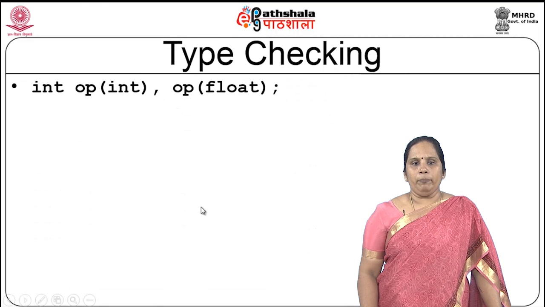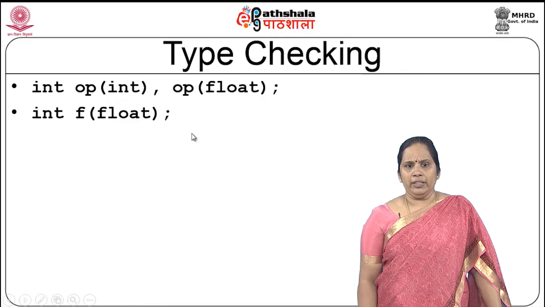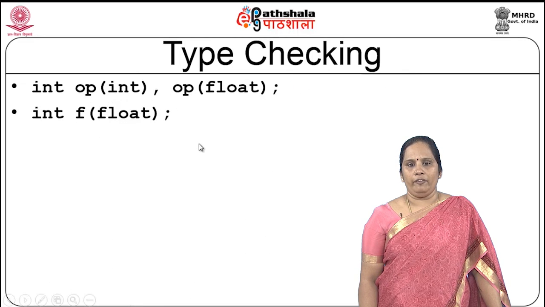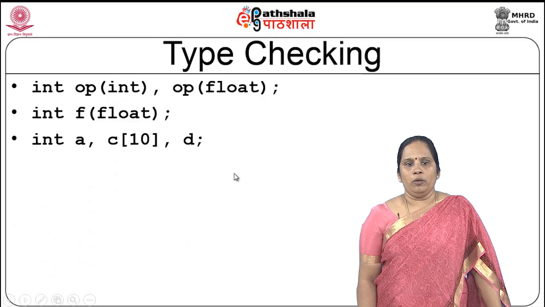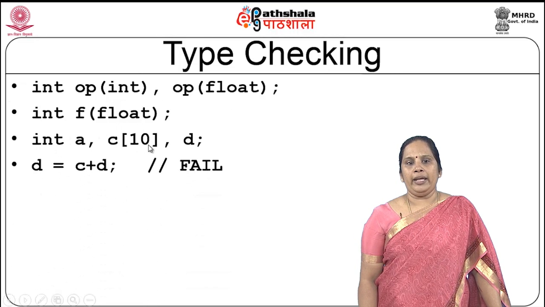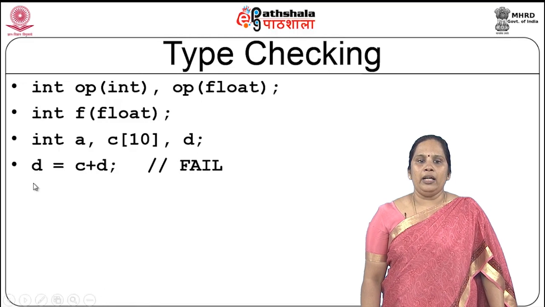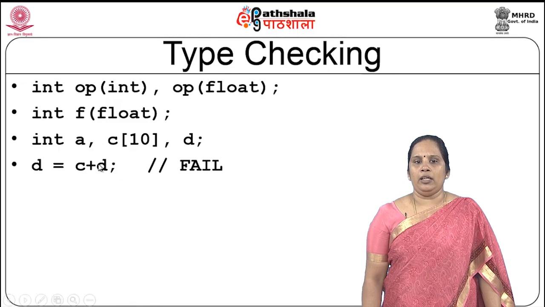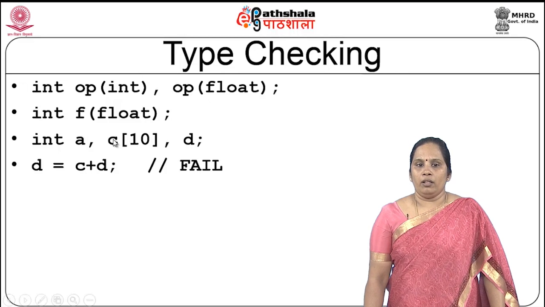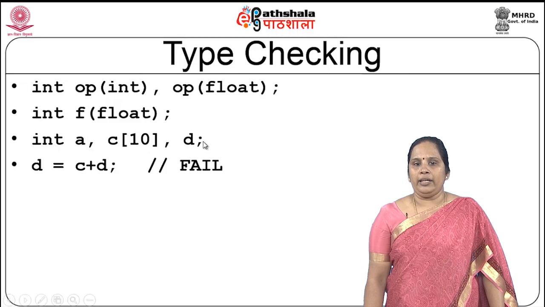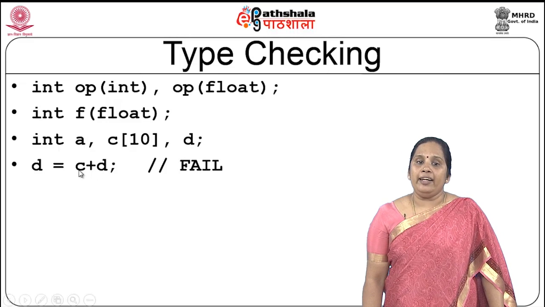Now the example here: if I have int f of float, int a, c of 10 comma d, d is equal to c plus d. Now what is c and what is d? c is actually an array variable and d is a variable, but c actually refers to the address of the array.